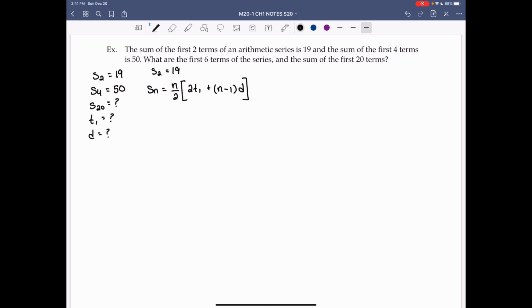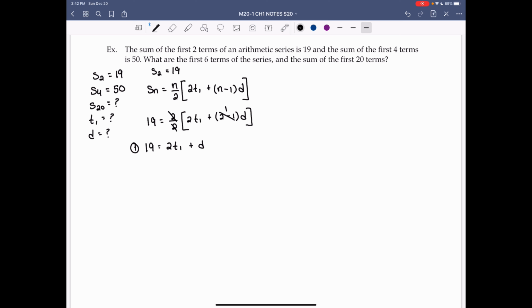For S2 equals 19, we have 19 equals n is 2 divided by 2 times 2 times T1 plus n is 2 minus 1 times D. Then I can simplify. We get 19 equals 2 divided by 2 is 1. Then we have 2T1 plus 2 minus 1 is just 1. So I have 1D or just D. So 19 equals 2T1 plus D. Let's call that equation number 1.